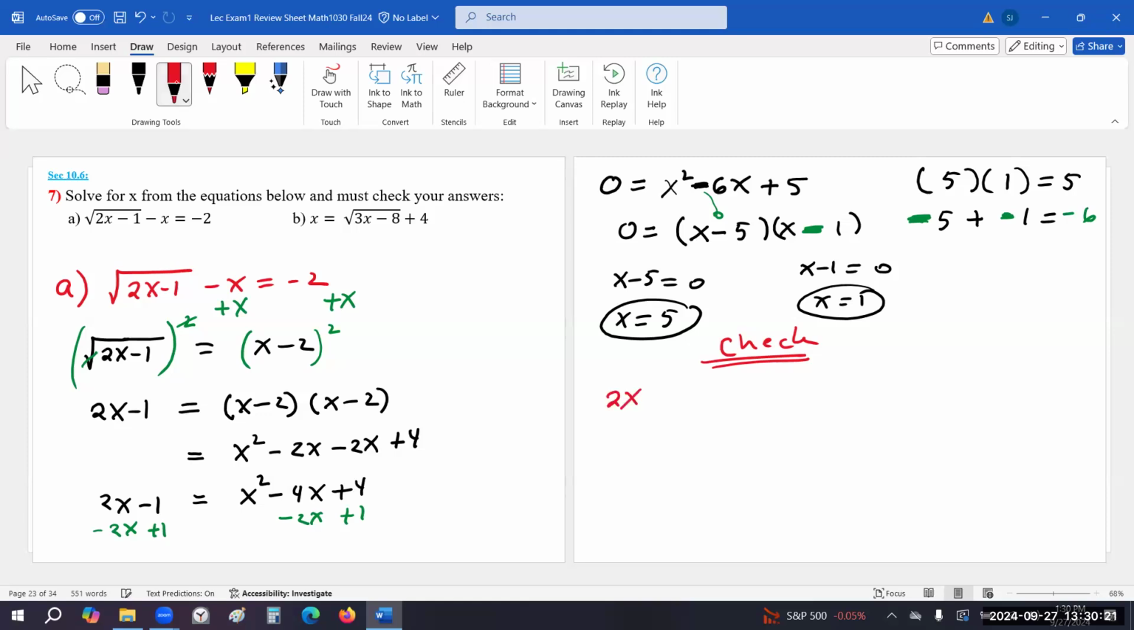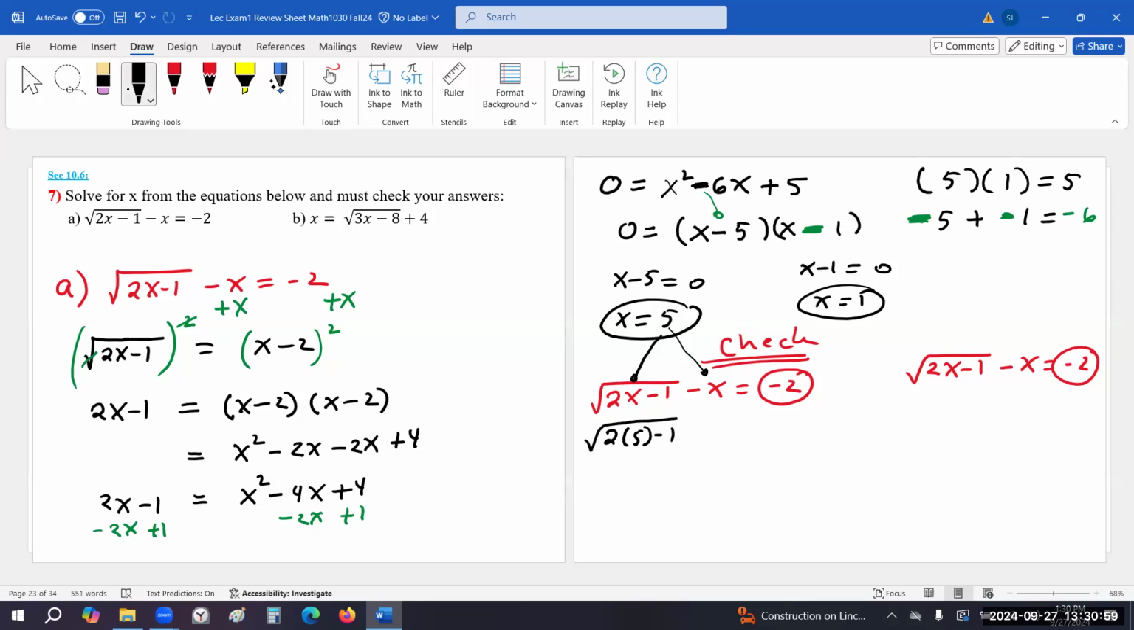Do they really work? The square root of 2x minus 1 minus x is supposed to equal negative 2. And since I'm checking both answers, I'm going to write it twice. So in the exam, this question is multiple choice. You must show the work and then pick the correct multiple choice. If you show the work but pick the wrong multiple choice, it's 0. First, you have to check. First x is 5. So 2 times 5 minus 1 minus 5. What do we have inside the radical?